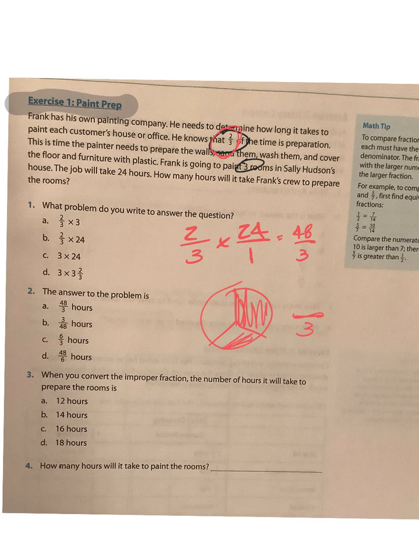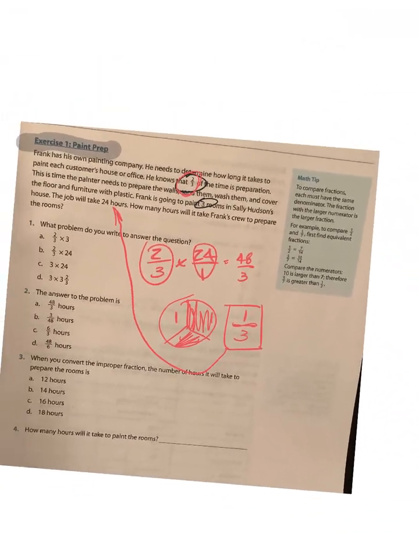1, 2. How many is left to paint? How many parts is painting? 1. So 1/3 times how many hours is it going to take? 24 will tell you how much time it's actually going to take to paint. The 2/3 was how much it was going to take to prep. So the 1/3 times 24 will be how much it's actually going to take to paint. Okay, so that is lesson 1.